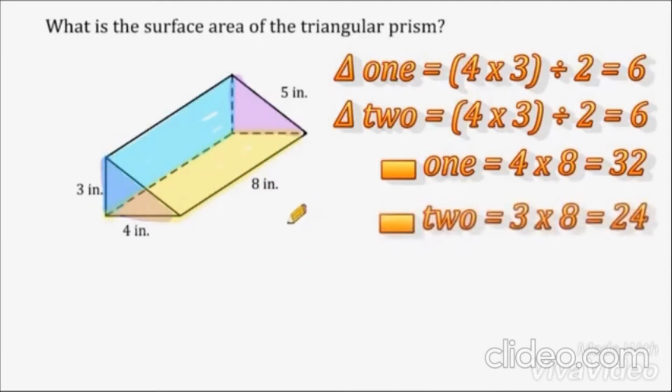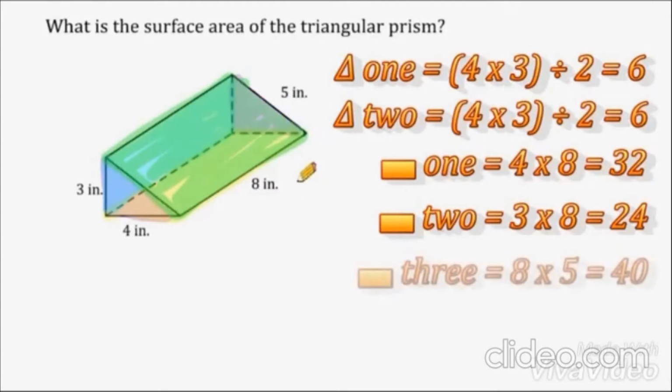We have one rectangle left, which is this one right here. The dimensions of this rectangle are 8 by 5. And the product of 8 and 5 is 40.